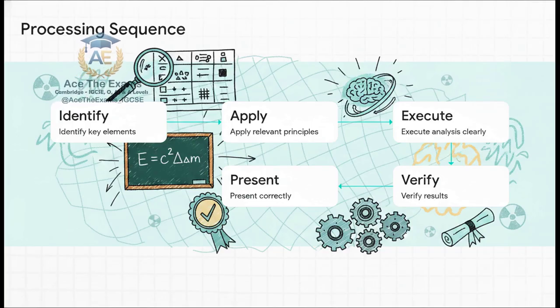Verify results. Take a breath. Does the magnitude of this energy actually make physical sense for a nuclear reaction, or did you just calculate an energy smaller than a photon of visible light? Step 5. Present in the appropriate format. This sequence is your ultimate safety net.